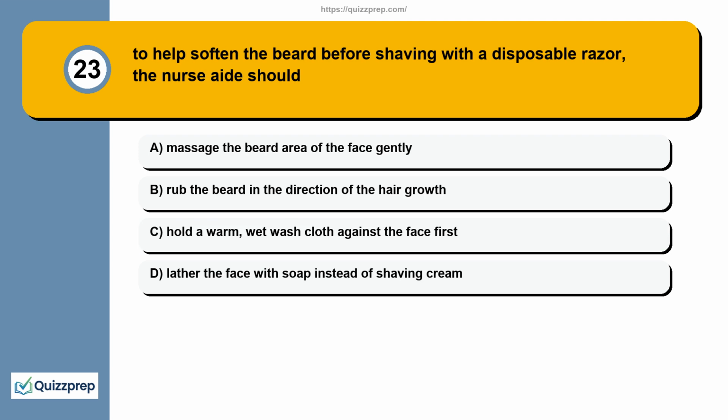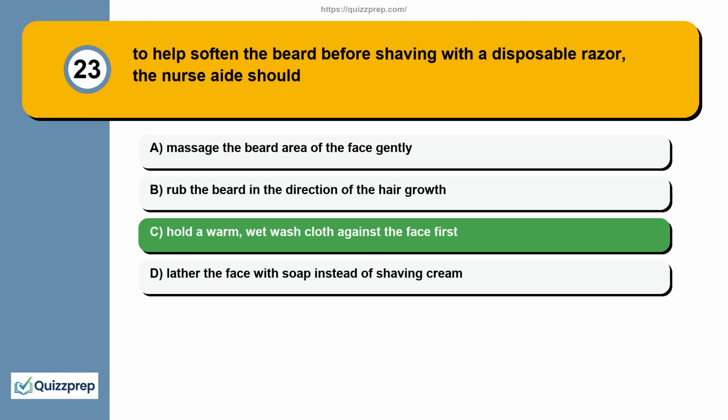Question 23. To help soften the beard before shaving with a disposable razor, the nurse aide should: Option A, massage the beard area of the face gently. Option B, rub the beard in the direction of the hair growth. Option C, hold a warm, wet washcloth against the face first. Option D, lather the face with soap instead of shaving cream. The correct answer is option C, hold a warm, wet washcloth against the face first.